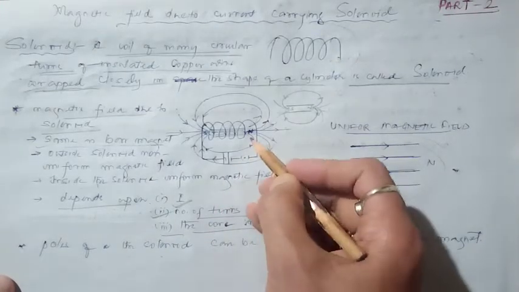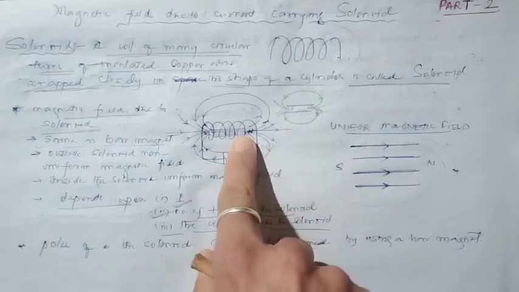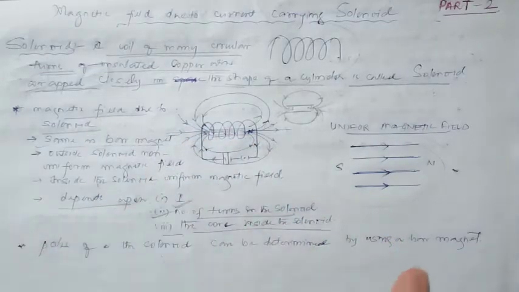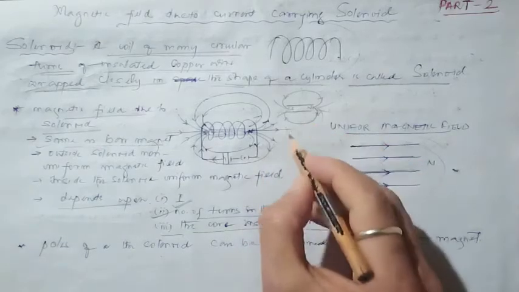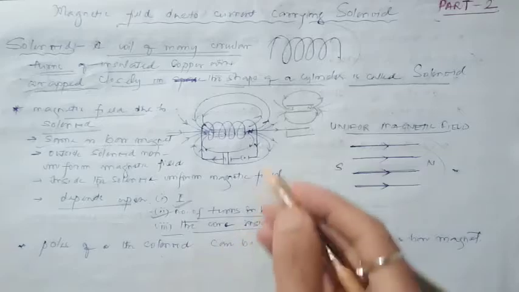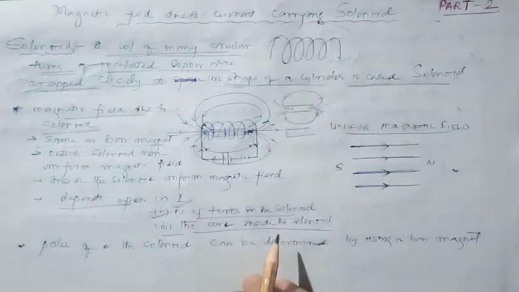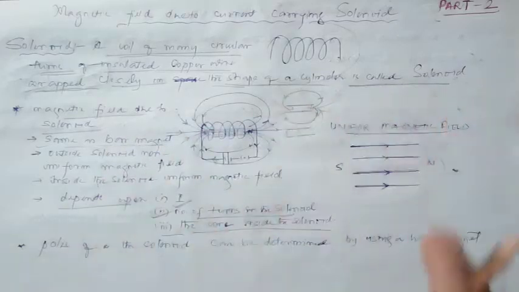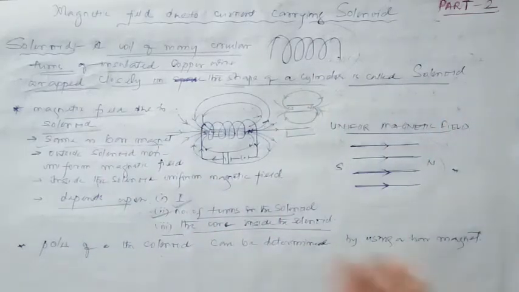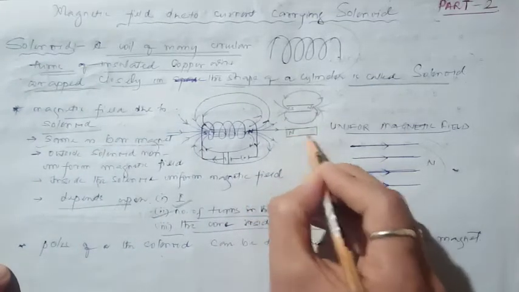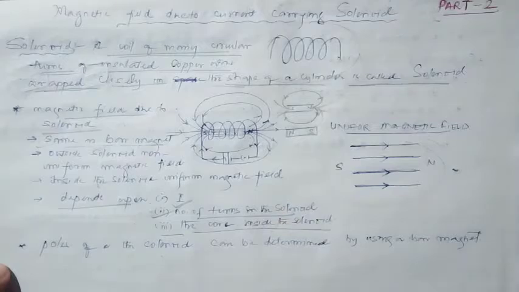As I mentioned just a while ago, this end of the solenoid will be north pole and this end south pole. How do you determine this? Experimentally, we determine it by taking a bar magnet. I don't know which end of this solenoid will be behaving like a north pole and which end like a south pole. We don't know because it's invisible. So what do we do? We take a bar magnet. Suppose this is the north pole and south pole.